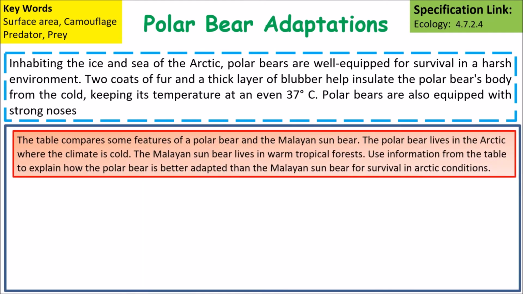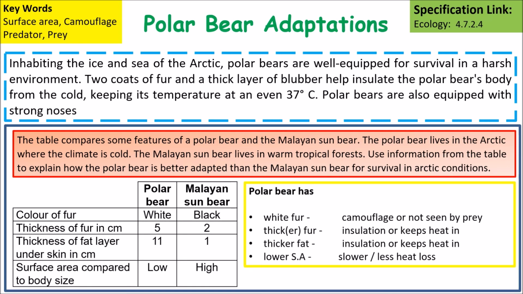So the table compares some features of a polar bear with another bear that lives in the sun. So the polar bear lives in the Arctic where the climate's cold. The other bear lives in tropical forest. So use the information from the table to explain how the polar bear is adapted to Arctic conditions. So the key things that you need to talk about are the fact that it's got white fur, which is going to act as camouflage. It's got thicker fur to help.